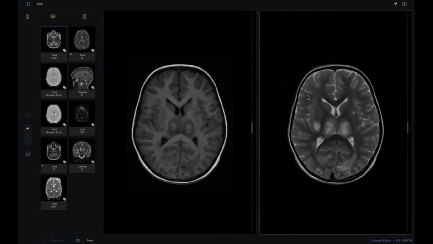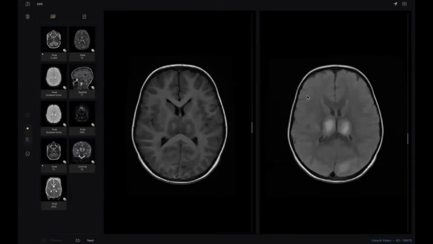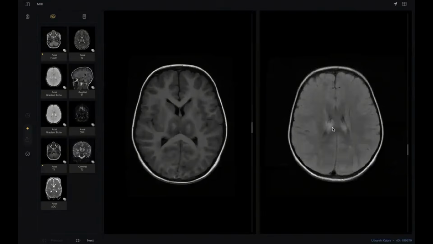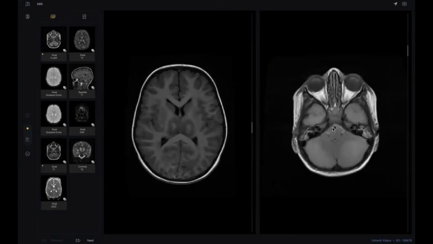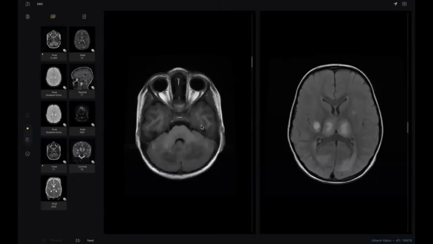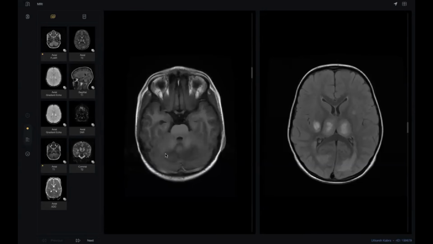Okay, in FLAIR, what do you think? I think it is bilateral, nearly symmetrical, thalamic and cerebellum and right basal ganglia. What does it mean for you? Do all of them have the high T1 signal? Few of them have, yes. No, most. Oh yes.